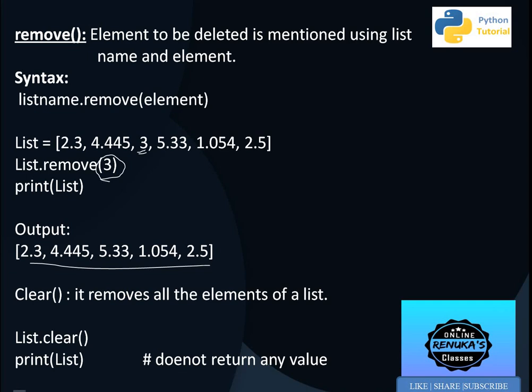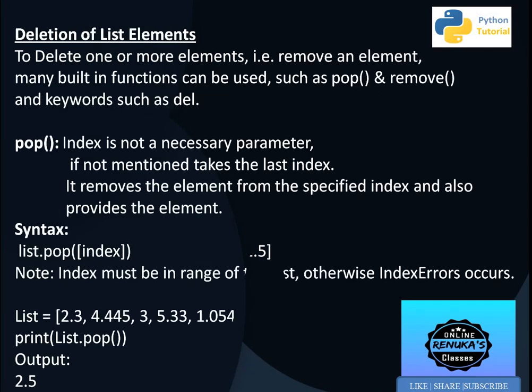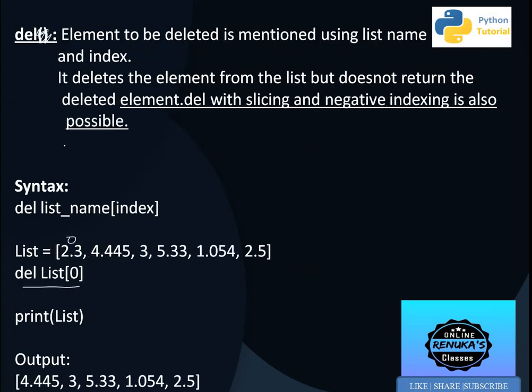Now what is the difference between pop and del? What is pop? Pop will take out one element and it will give you that element for later use. You can store that element, you can copy that element somewhere and you can make use of that element. But del, what del is doing, it is just removing that element from the list. You are not getting that element in return. It deletes the element from the list but does not return the deleted element.